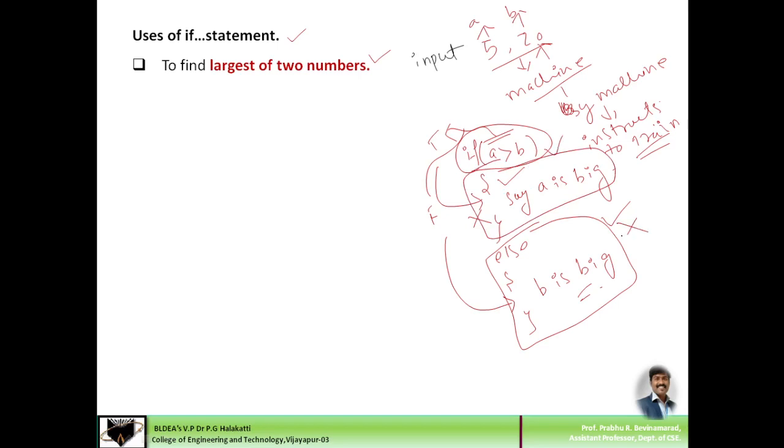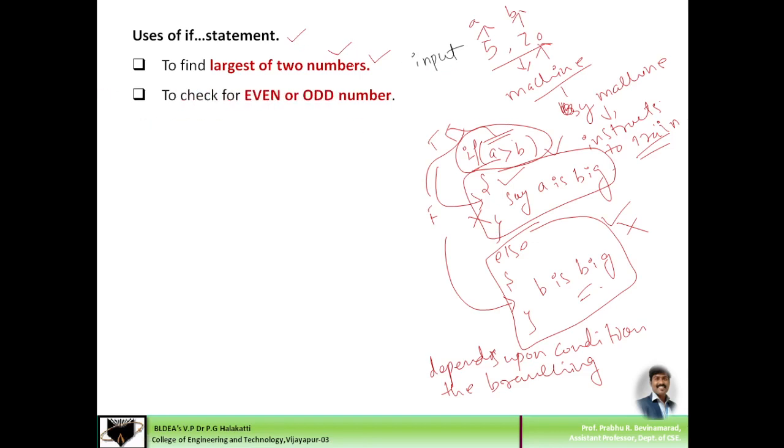So here, depending upon the condition, the branching is taking place. Depending upon the condition, it is jumping to a particular block. That is called branching. So this is one of the applications.